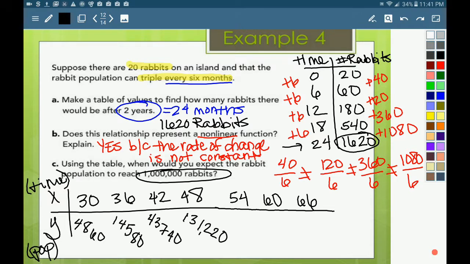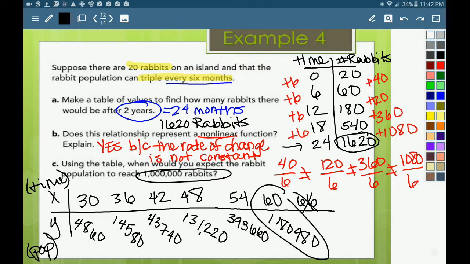My number is getting pretty large so far. I have 393,000 on this one. Here we go. At the 60-month mark, I'm seeing 1,180,980. So we don't even need to go that far. Right here, that's where we can answer part C: in about 60 months, we'll see the rabbit population be about 1 million, which if you want to express that in years, if you divide that by 12, you get 5 years.